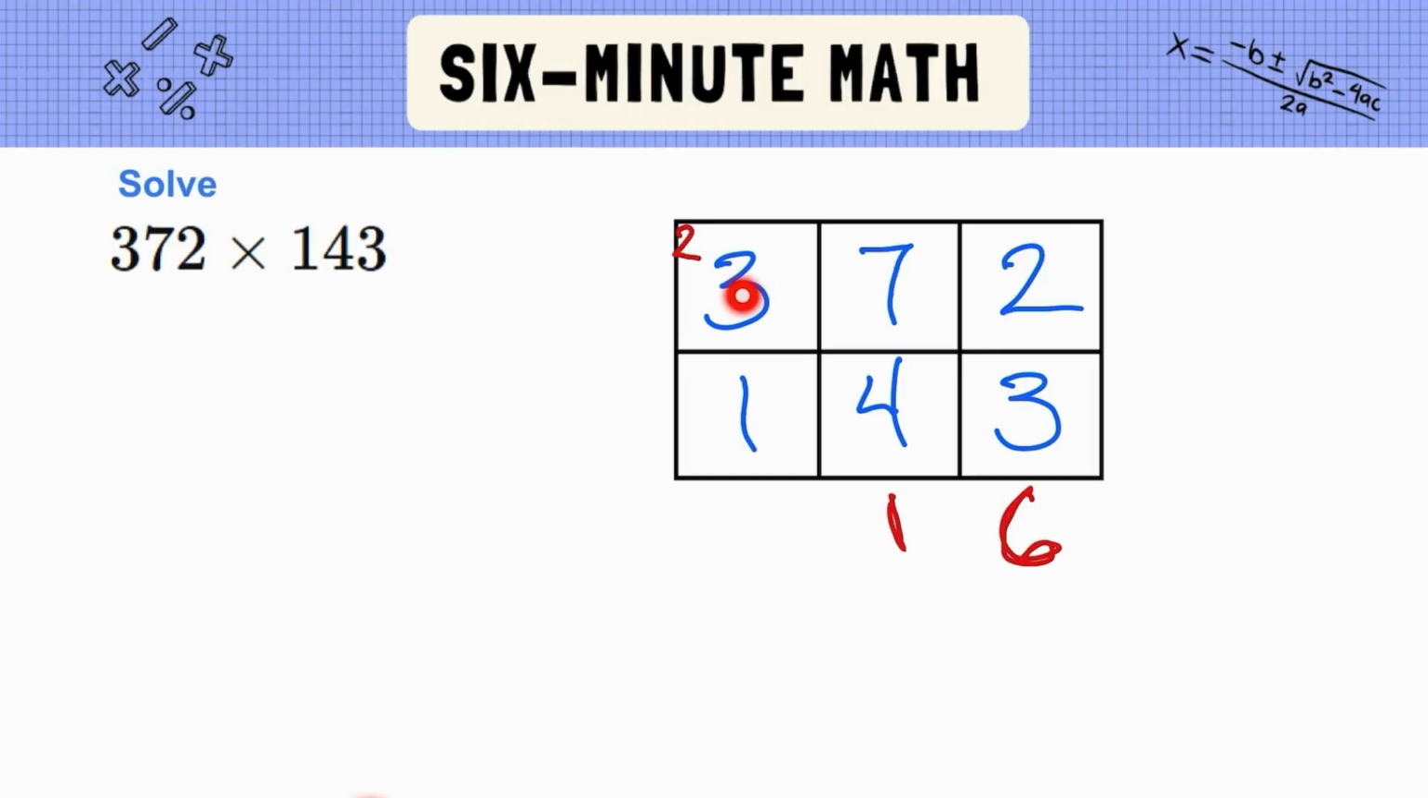3 times 3 is 9, plus 2 is 11. On to our next number. We have our tens position here with the 4. 4 times 2 is 8. 4 times 7 is 28. So I'm going to drop my 8, carry a 2. And then 4 times 3 is 12, plus the 2 is 14.